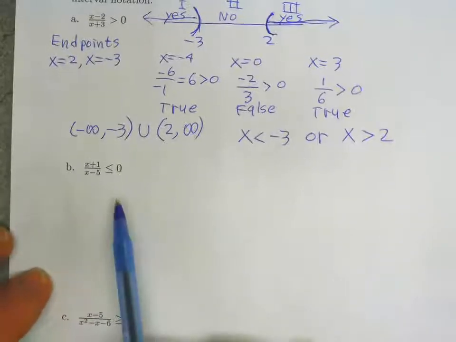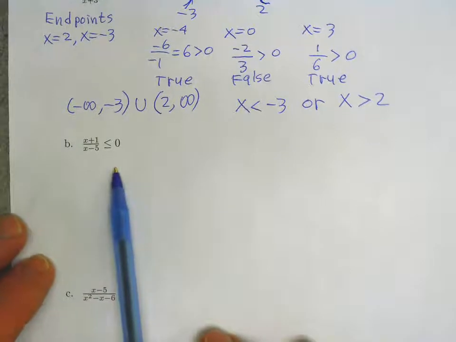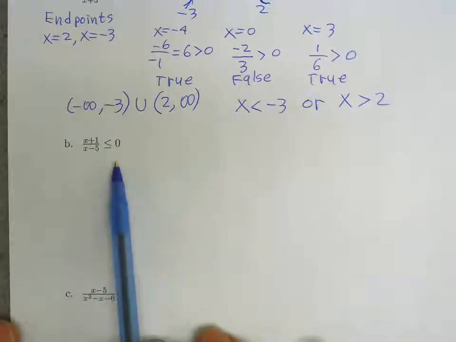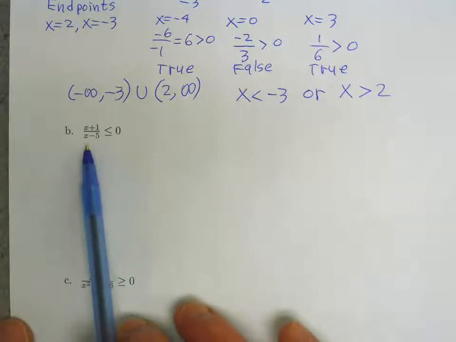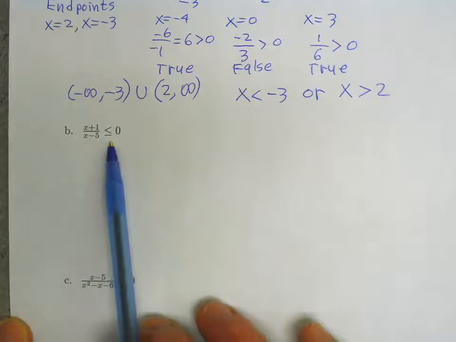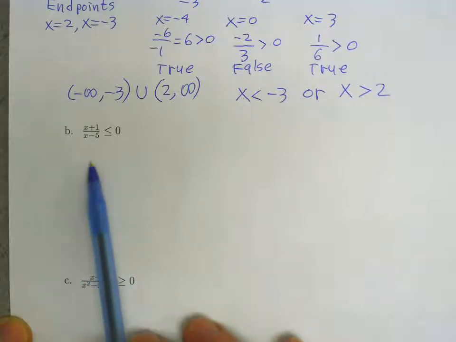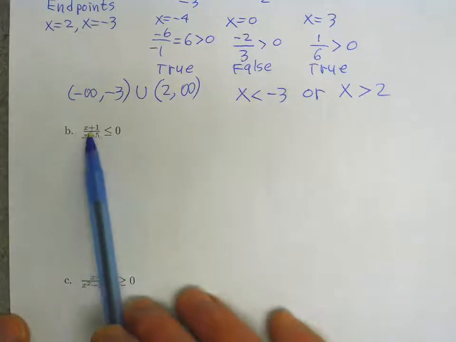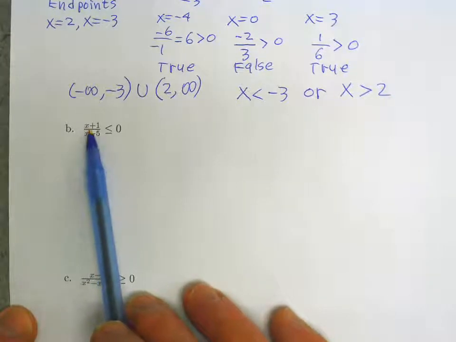The next example is similar to the one that we just did. So we'll bypass this one, but I will mention the endpoints. The endpoint 5 that comes from the denominator is excluded. So there's a parenthesis next to 5 in the interval notation. But the endpoint that comes from the numerator is included. The endpoint is negative 1.